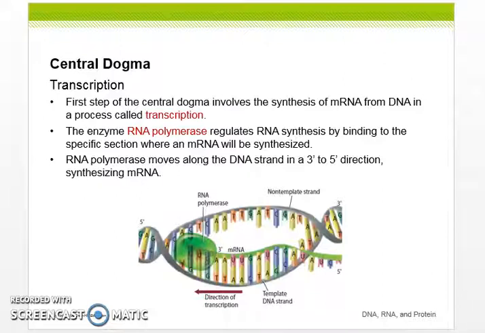So let's talk about transcription. It's the first step of the central dogma, and it involves the synthesis of messenger RNA from DNA. The enzyme RNA polymerase regulates RNA synthesis by binding to the specific section where an mRNA will be synthesized. RNA polymerase moves along the DNA strand in a 3' to 5' direction, synthesizing mRNA or messenger RNA.